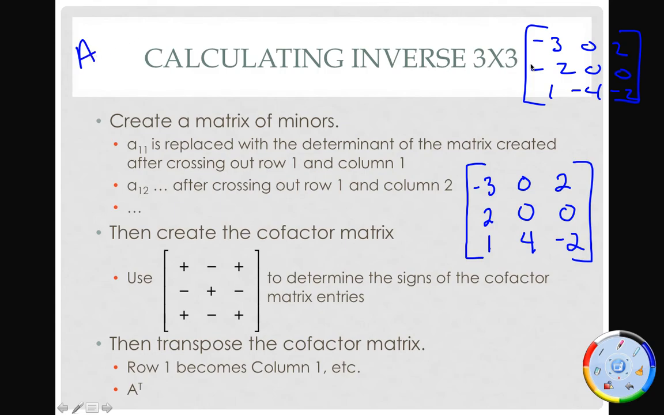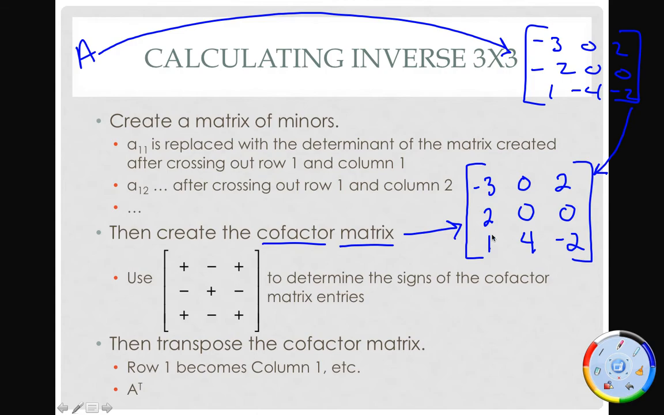I created the matrix of minors. So I went like this. I made the matrix of minors. Then I went down to here and I made the cofactor matrix. Then I have to transpose. So AT is equal to the transposition. In this particular case, I'm not sure if we should have called it A, because A is not actually the original. We're not working with A anymore.